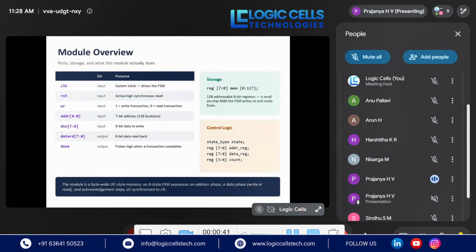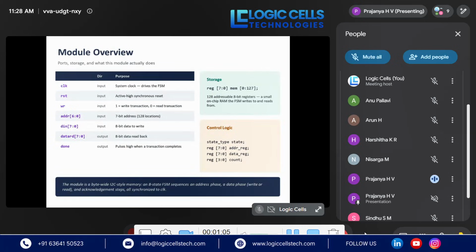So this is the model overview. Before looking into the FSM, we should understand the important signals used in the module. Clock is the system clock that drives the FSM, and reset is an active high reset. WR selects a write or read operation.